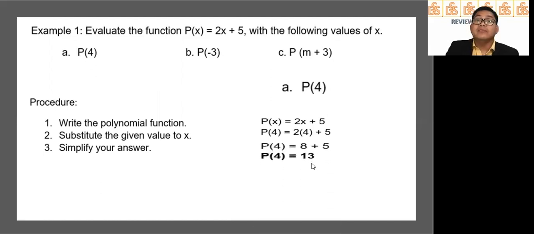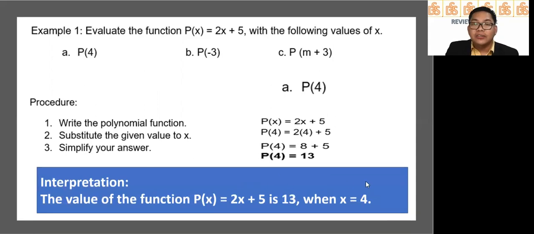That's why if we simplify, that will be 2 times 4 is 8 plus 5 is 13. What does it mean? Okay, let's interpret our answer. The value of the function p of x equals 2x plus 5 is 13 when x equals 4.